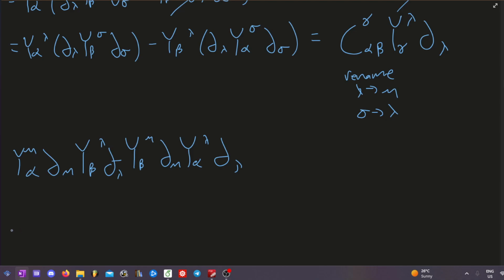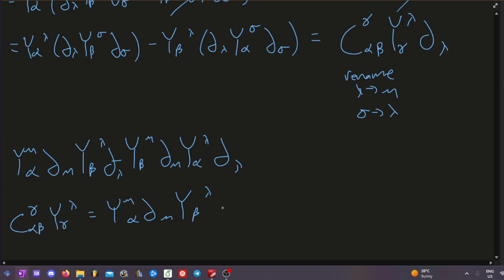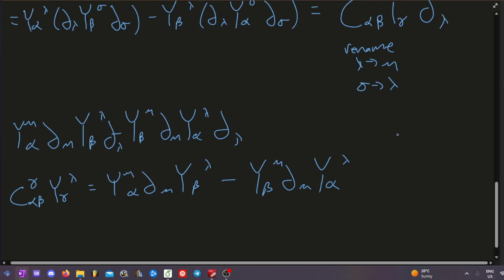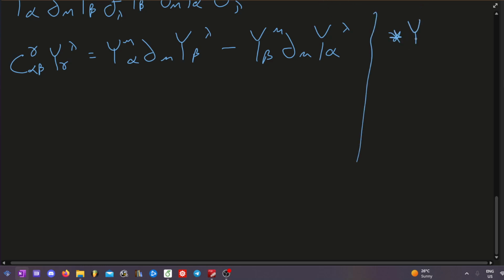So we're going to have something like this. C gamma alpha beta, y gamma lambda, equals y mu alpha del mu y beta lambda without the del now, subtract y beta mu del mu y alpha lambda, not the del lambda. Okay. Now we're going to take this line and contract or multiply by this y lambda tau.